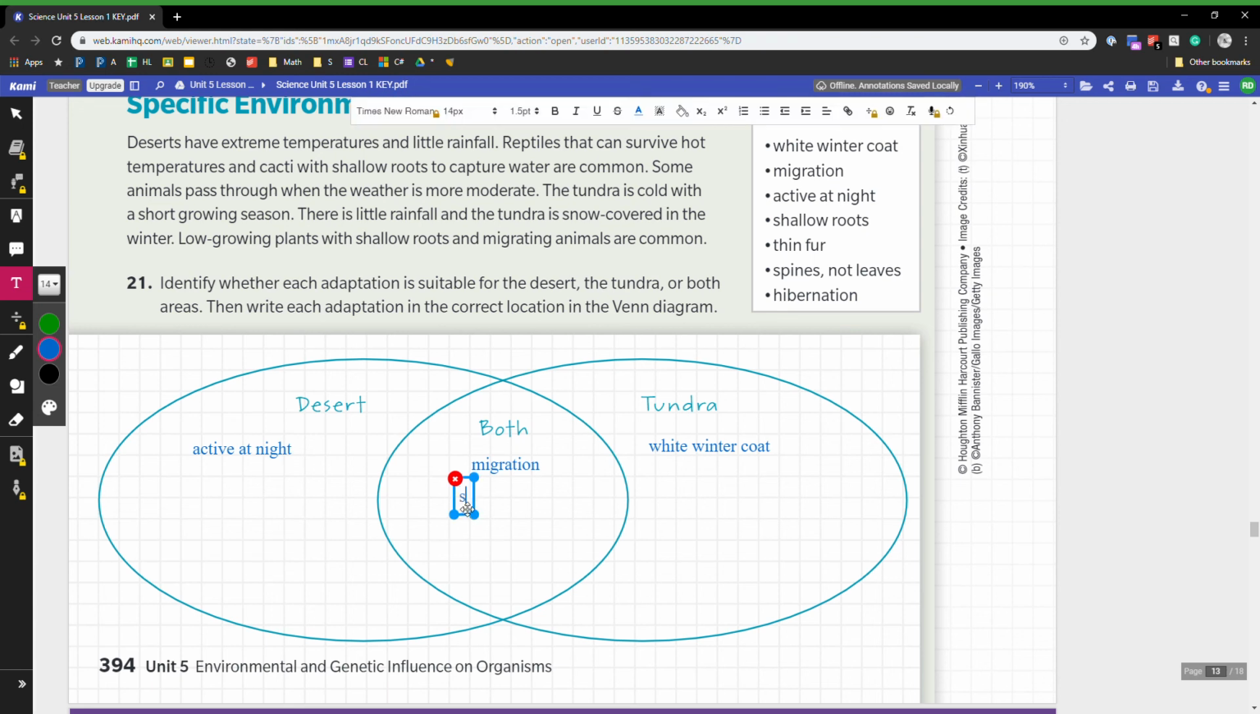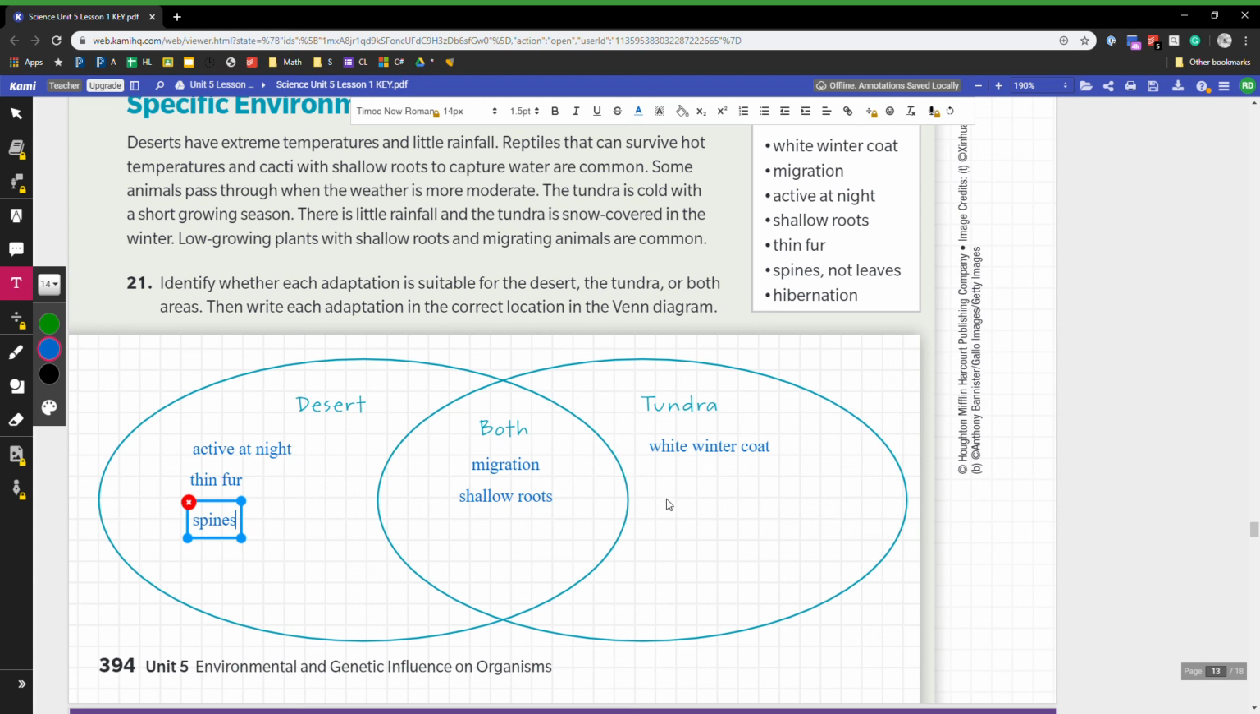Shallow roots in both. It describes that a little up here with the low-growing plants with shallow roots in the tundra. And also we know that from studying the desert before, so in both places there's shallow roots. Thin fur would definitely be a desert trait because it would help you stay cool. If you had thin fur in the tundra, you would freeze. Spines, not leaves. Spines is a desert thing. And that's because the spines usually are harder. They hold in the moisture better for deserts.